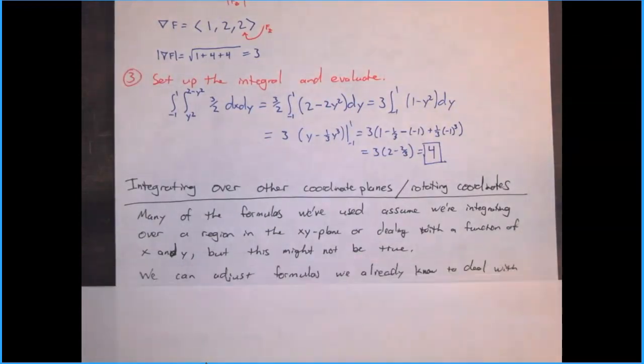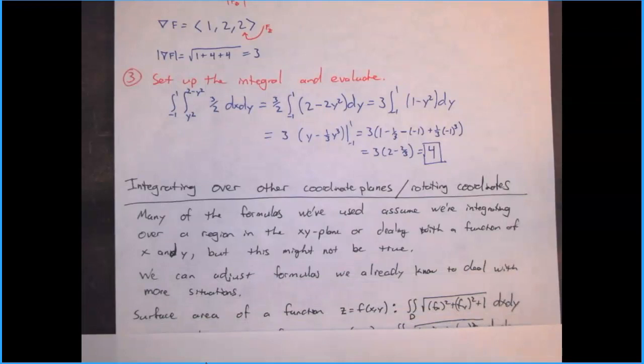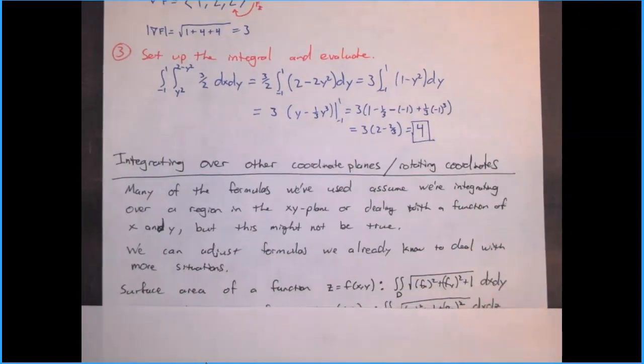So the first thing I want to talk about is what we talked about in part 1 of section 16.5. If we have a function z equals f of x, y, then we know we can find the surface area by integrating over some region in the xy plane the square root of these partial derivatives squared plus 1, integrating with respect to x and y.